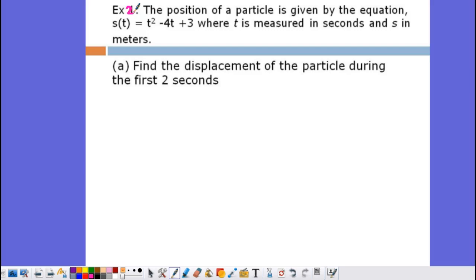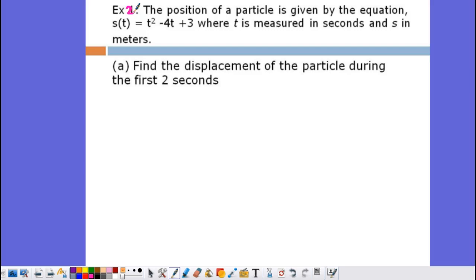So again, yesterday we had a discussion about that, and I just want to clarify: displacement is the position at that time, and then the distance will be the absolute value of those displacements. Find the displacement of the particle during the first 2 seconds. So go ahead, use your given function, and find the displacement of that particle.